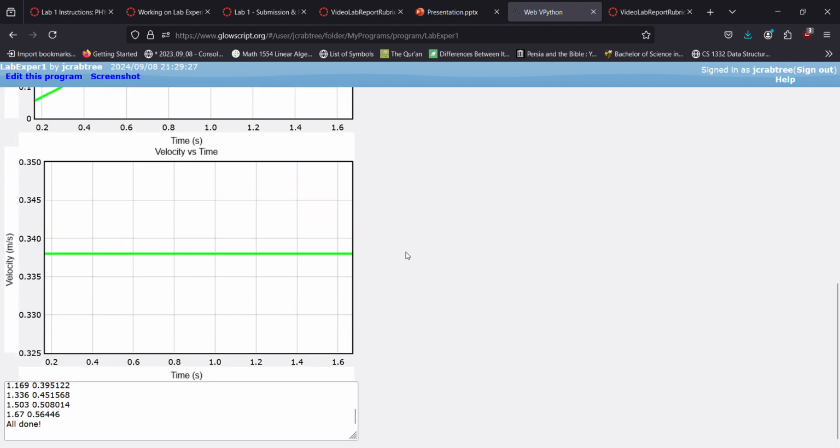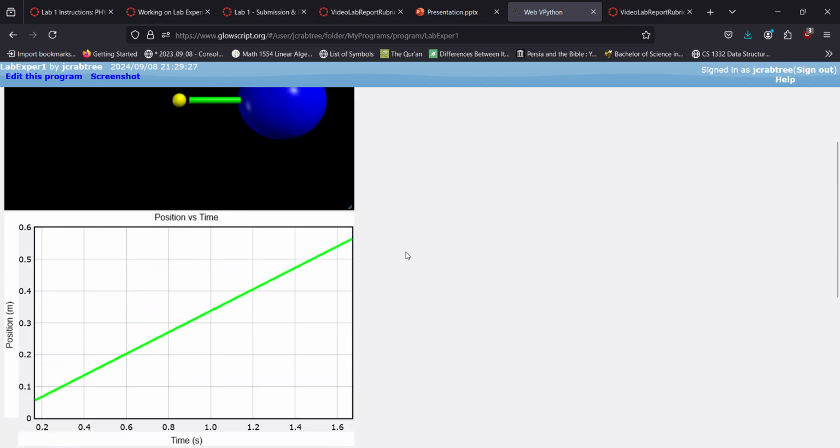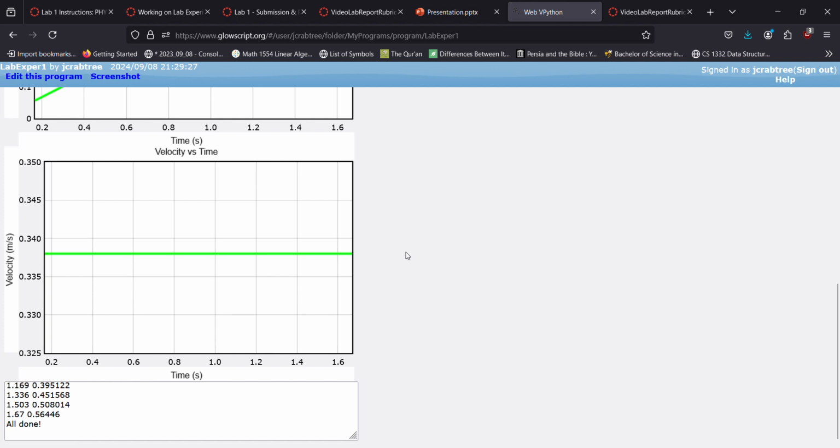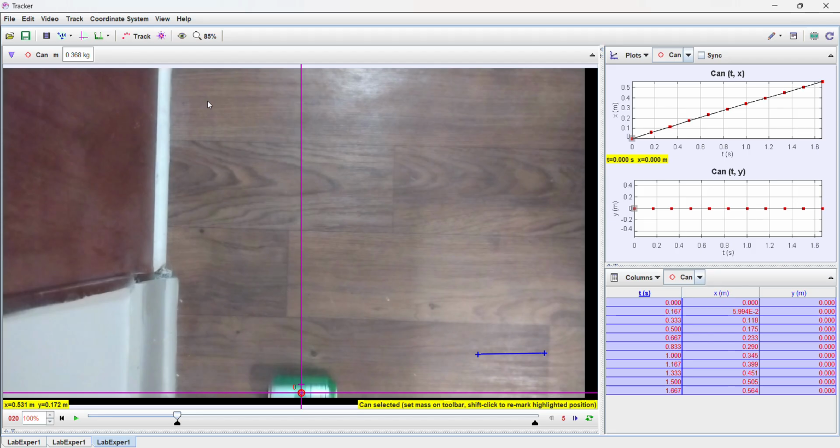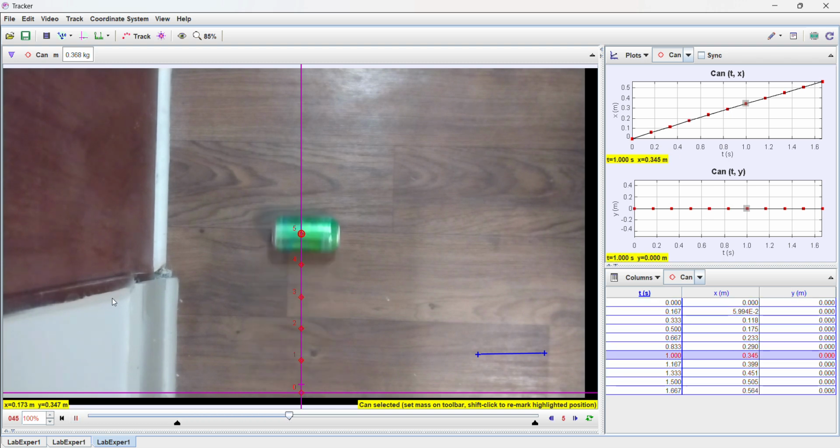As you can see here, velocity remained constant and position increased consistently. Here's the data. Here's my live experiment. Using Tracker, I plotted it on this axis and have measured the position in each interval. So you can see here, in those intervals of 0.167 seconds, I've measured it, and here I will plot this data with respect to the predictive model and see how well they align.